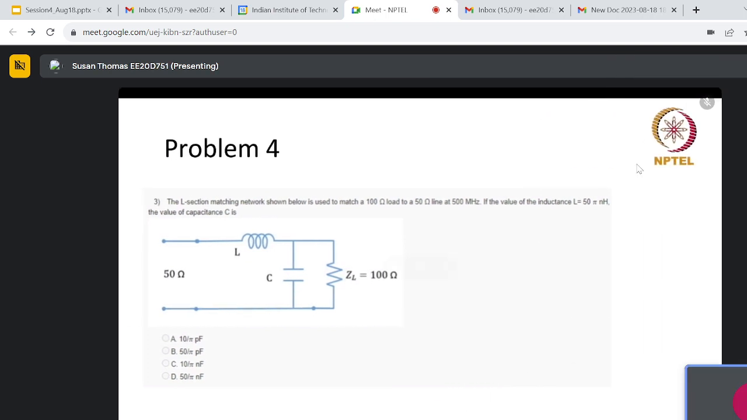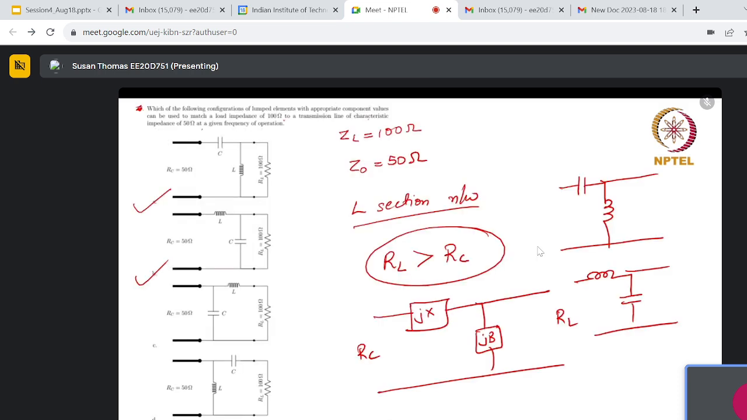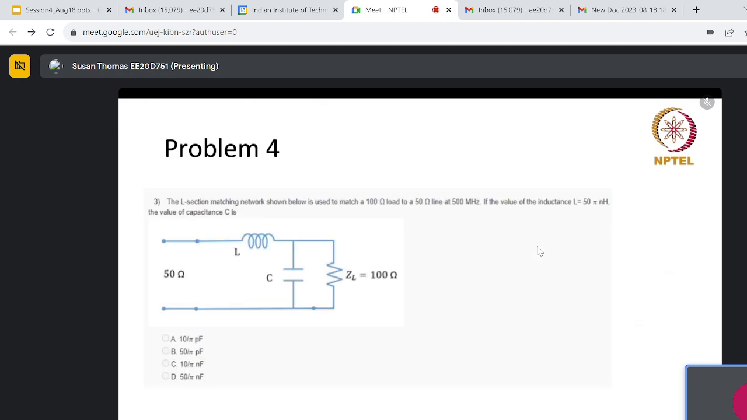Okay, so try to look at this question. An L section matching network shown below is used to match a 100 ohm load to a 50 ohm line at 500 megahertz. If you notice here, again the same condition, RL is greater than R0, or I can write ZL is greater than Z0 here. So the network to be used should be jX, jB. So this is ZL and this is Z0.